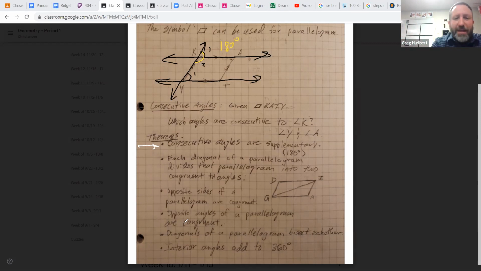Well, that works inside as well. So when we add this angle 1 with this angle 2, they will have to add to 180. That's supplementary. So those are consecutive angles going from K counterclockwise. Let's refigure and look at going clockwise from K over to A.